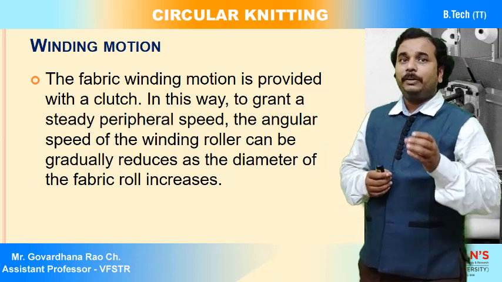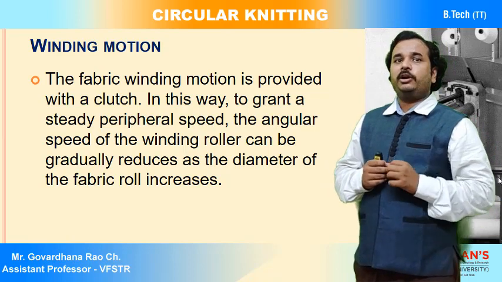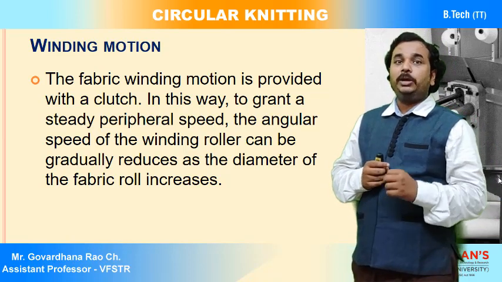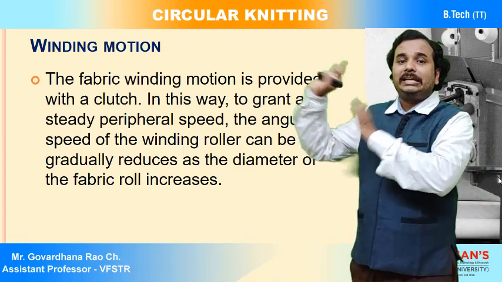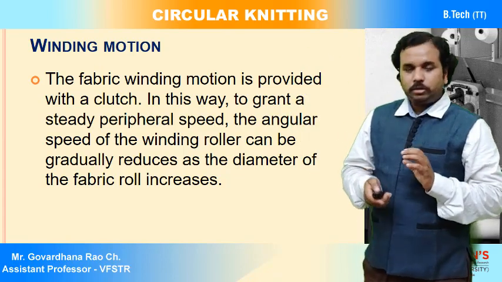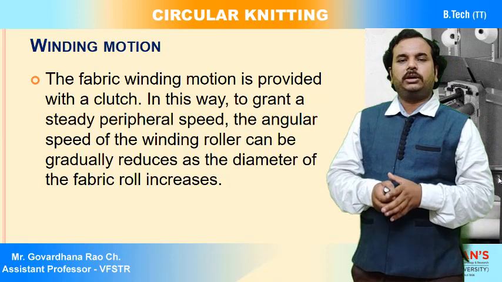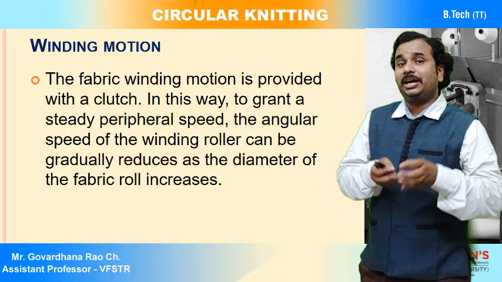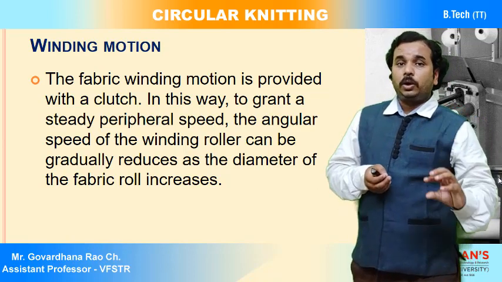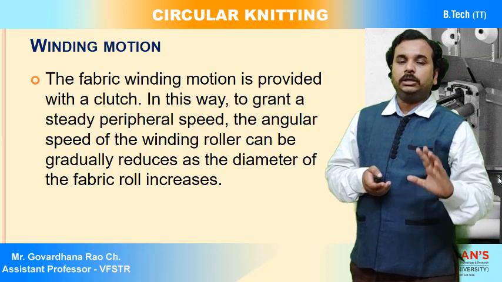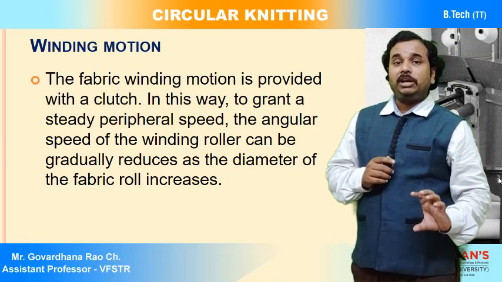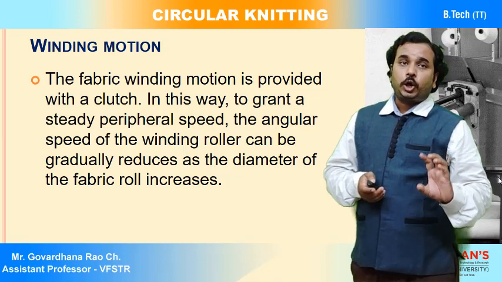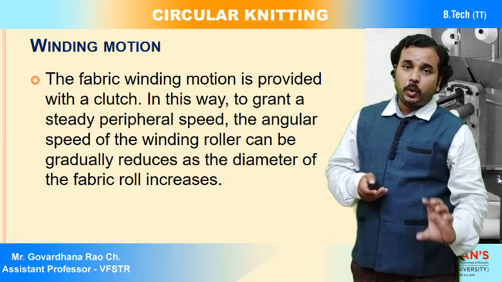So you can see that the angular speed of the winding roller can be gradually reduced as the diameter of the fabric roller is increasing. Okay, so that is how we need to reduce it. That is why we need to reduce the fabric roller or winding roller speed. Speed is nothing but revolutions per minute of the cloth winding roller.